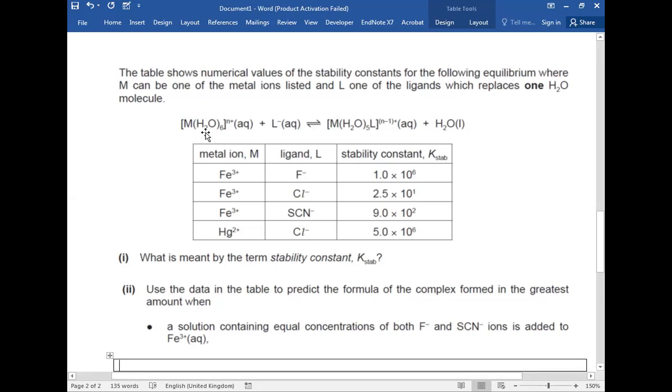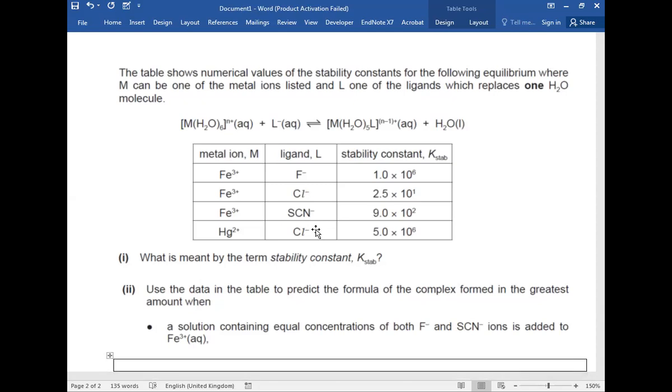Sir, I don't get it. Don't worry. Just have a look at this equation. When a particular metal is in this form of a complex and a ligand exchanges the water ligand, it forms this complex with a particular charge and a water molecule. Now, what could the metal be? The metal could be iron 3, iron 3, iron 3, or mercury. And what could the ligand be? Fluoride, chloride, SCN minus, or Cl minus. Is this clear?